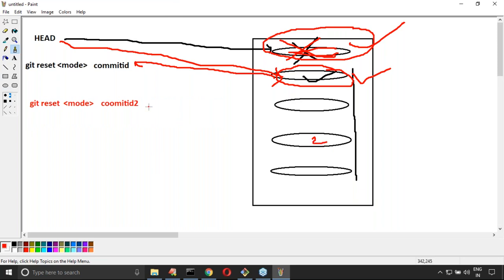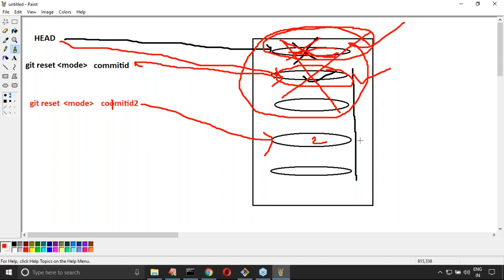Now can you please tell what will happen? Which one will become head? Now this one will become head. All these commits will be ignored. Remember that, after the specified command, the next recent commits will be discarded. So these commits will be gone, and only these two commits will be there in my repository. I hope everyone is able to understand, right?